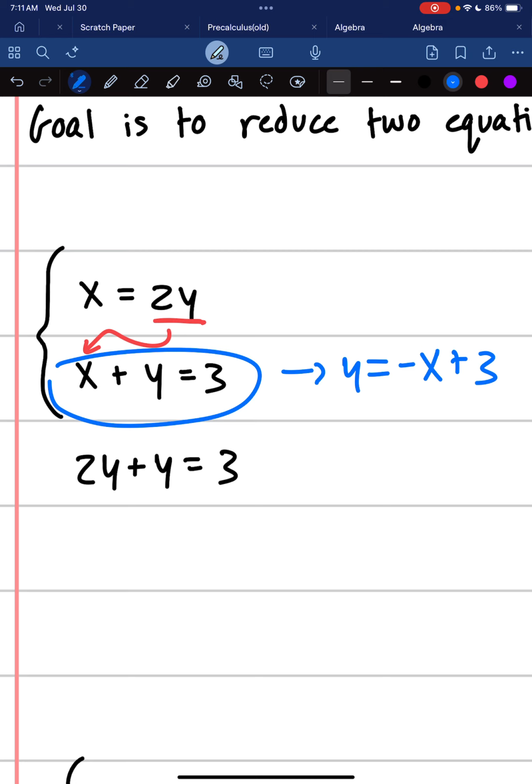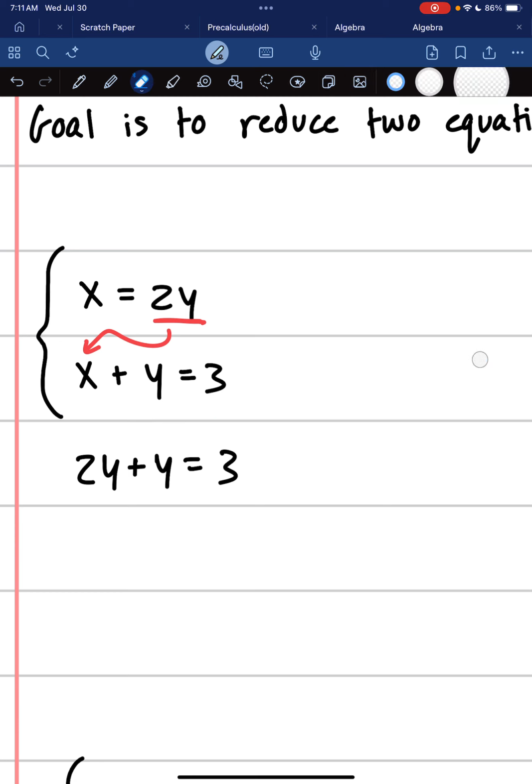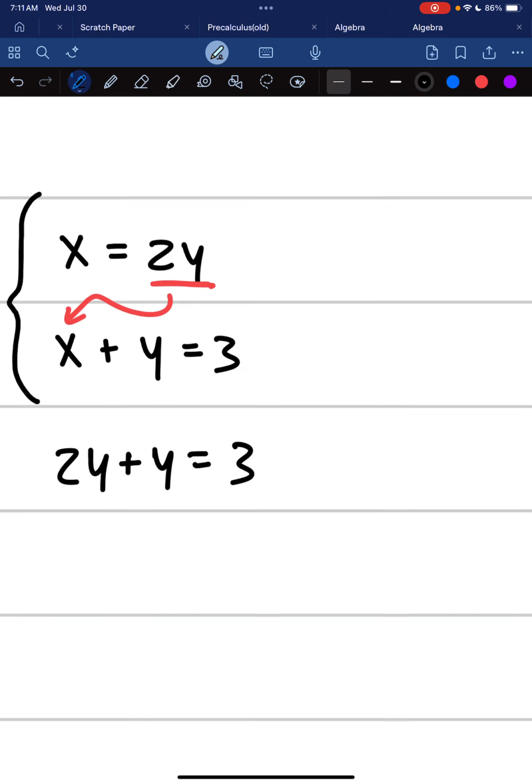I just know that it's equal to negative x plus 3, but I don't know what x is equal to, right? So I can't solve an equation if it has two variables. I can solve an equation if it only has one variable.